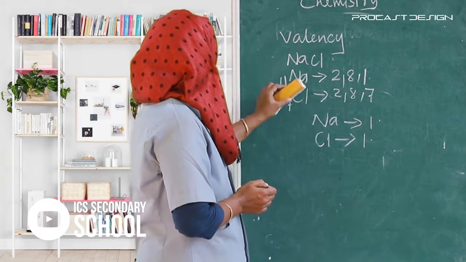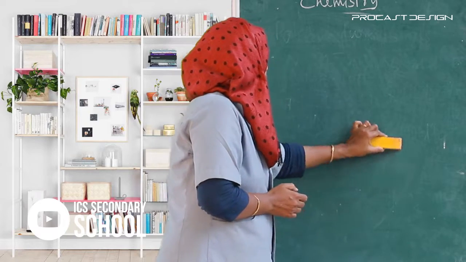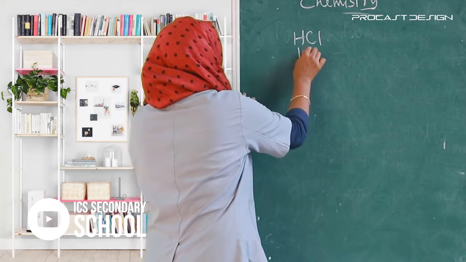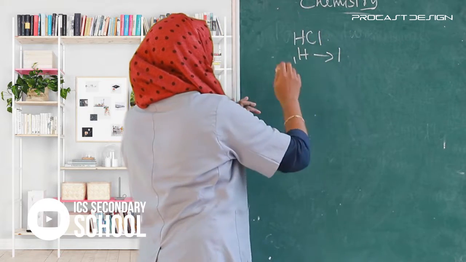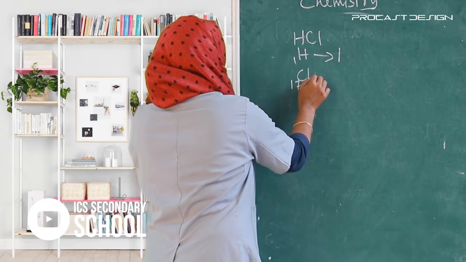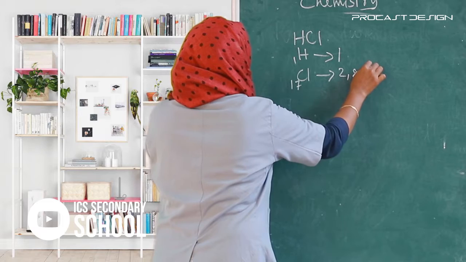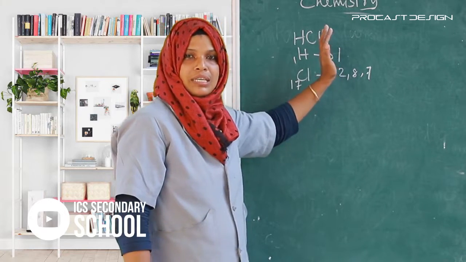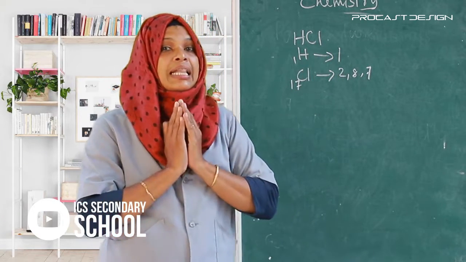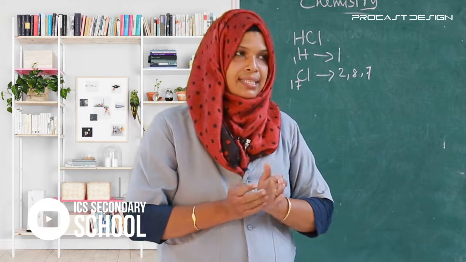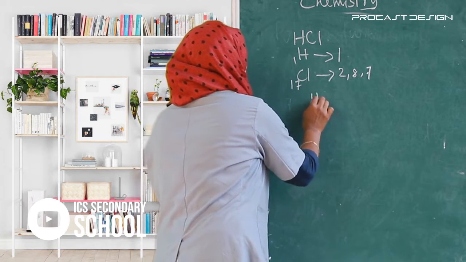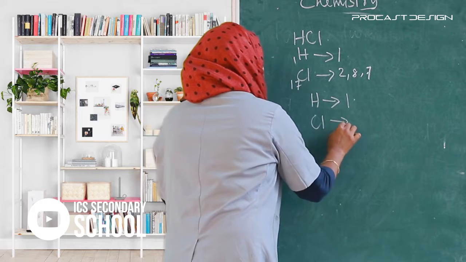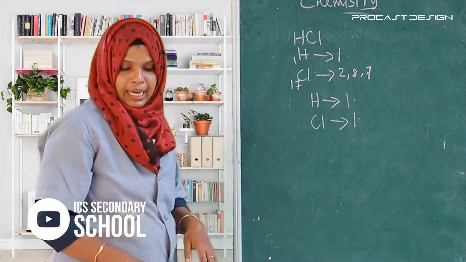Then consider hydrogen chloride. Hydrogen has atomic number 1 and electronic configuration 1, and chlorine is 17 with electronic configuration 2, 8, 7. Hydrogen shares one electron; the number of electrons lost, shared or transferred is known as valency. Here the valency of hydrogen is 1 and chlorine is also 1. Here is a work for you.